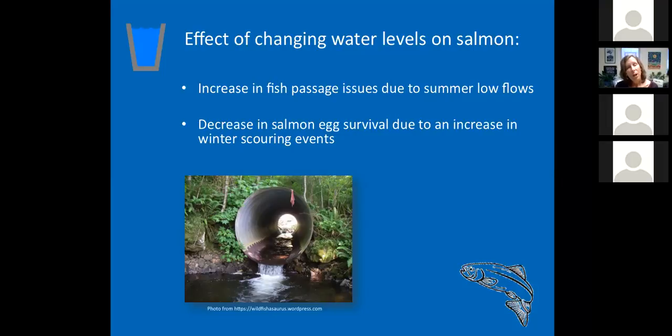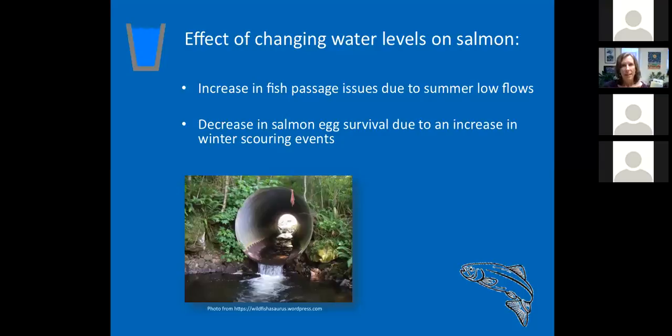And then if we have a lot of water in our systems in the wintertime, there's also a chance that those eggs can get scoured out of those redds. So the big rain events in the fall and then increasing rain in the wintertime with less snowpack does make those eggs very vulnerable to being flushed out of the system.